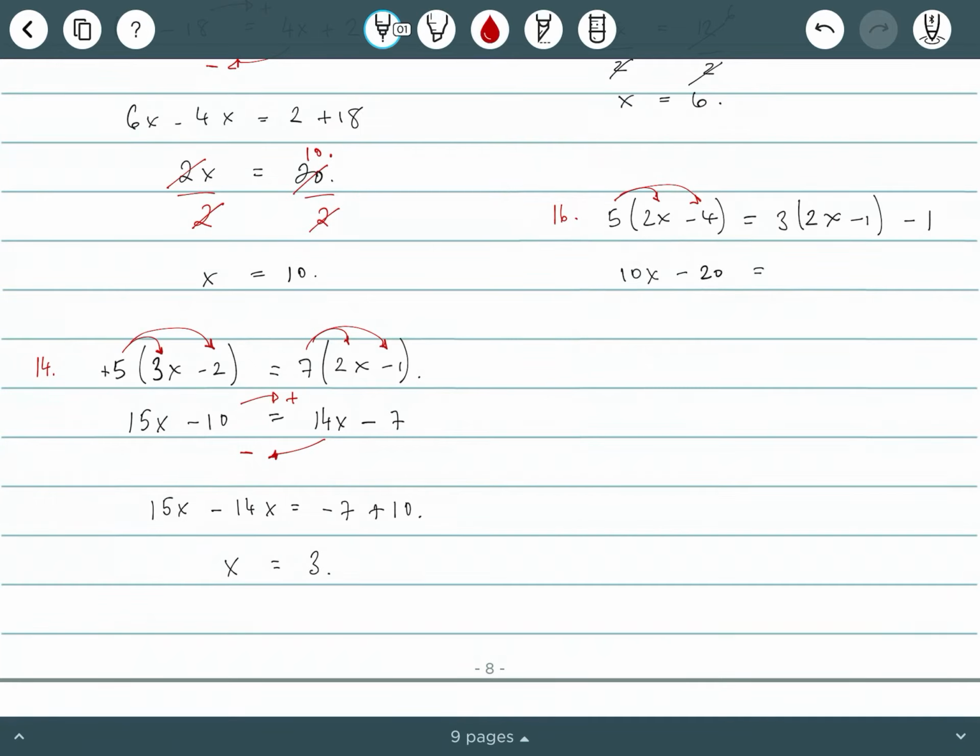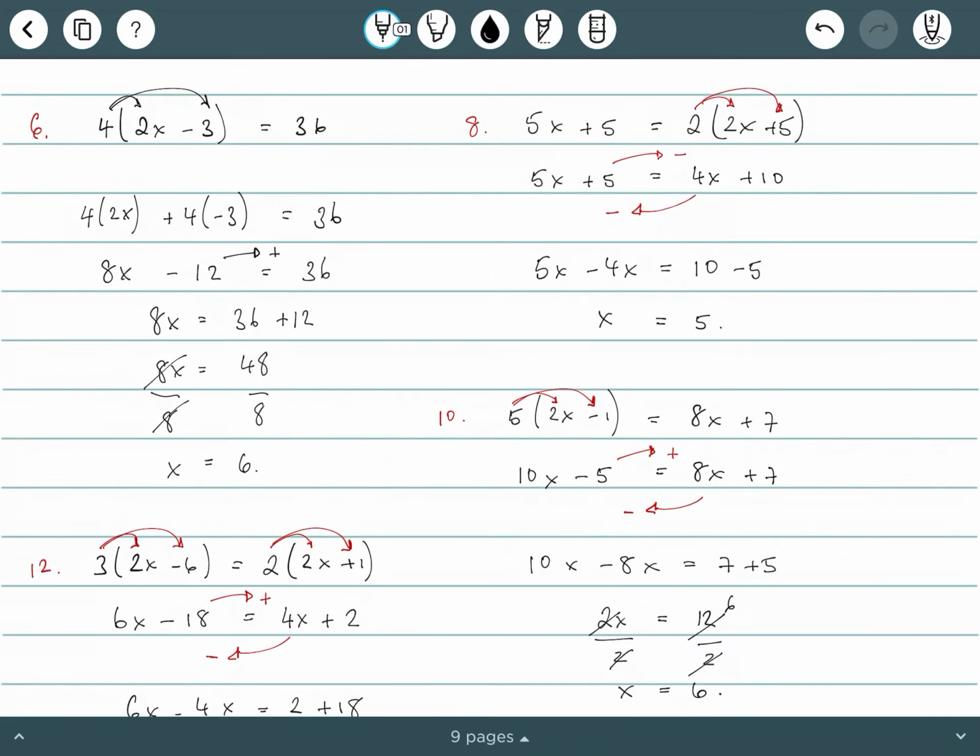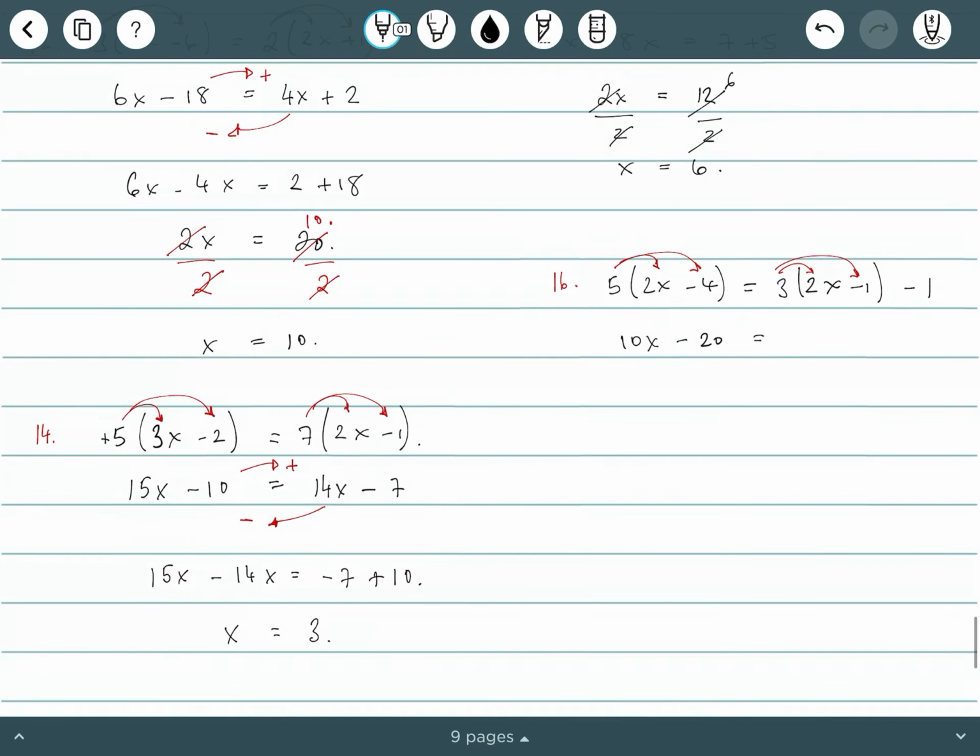Okay, let's move on to the right hand side. Just get rid of this bracket first of all. So you've got 3 times 2x is 6x. And a positive 3 by minus 1 is going to give us a minus 3. And then this minus 1 here, lads, we just add it on to the end here.